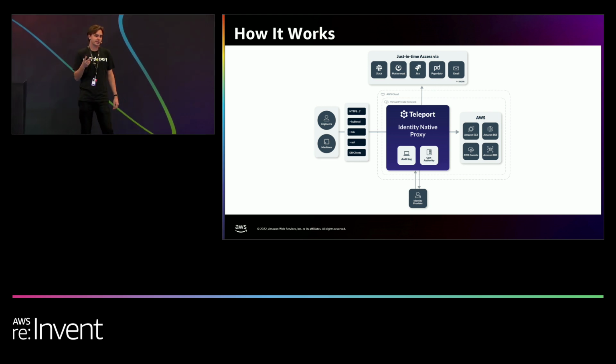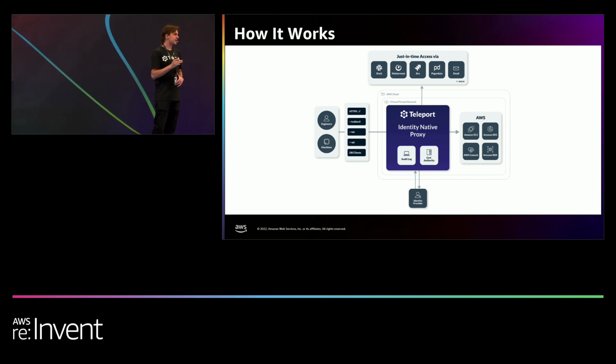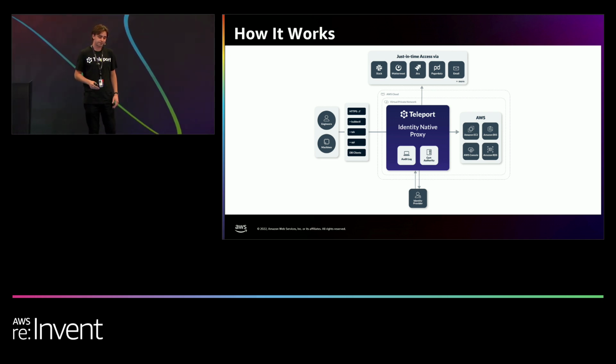So the two parts of Teleport are the proxy, the identity native proxy, and the auth service. The proxy is the first touch point. The proxy is what connects the user to those infrastructure resources, and the infrastructure resources connect to the proxy. All you have to do is open up a single port.